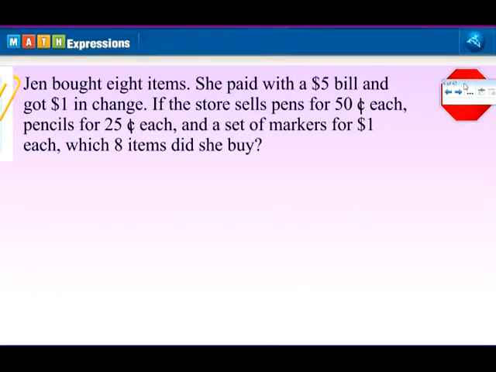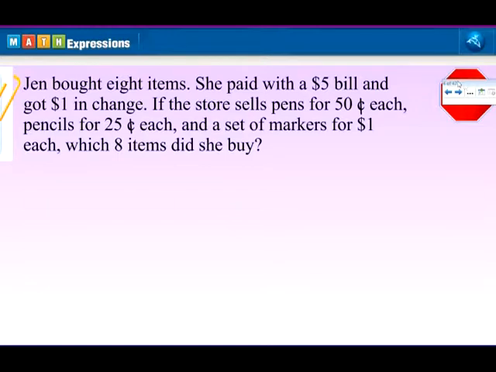This story problem comes with Jen. Jen went to the store and she bought 8 items. She had 8 siblings. She had to get 8 gifts. She paid with a $5 bill and got $1 in change. If the store sells pens for 50 cents each, pencils for 25 cents each, and a set of markers for $1 each, which 8 items did she buy?